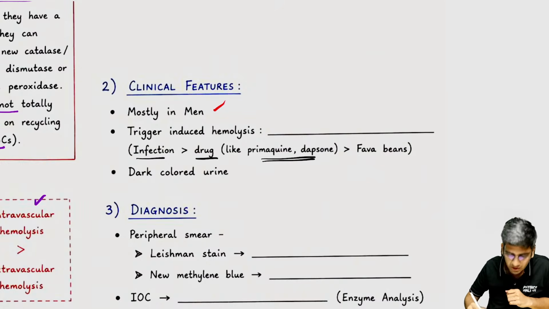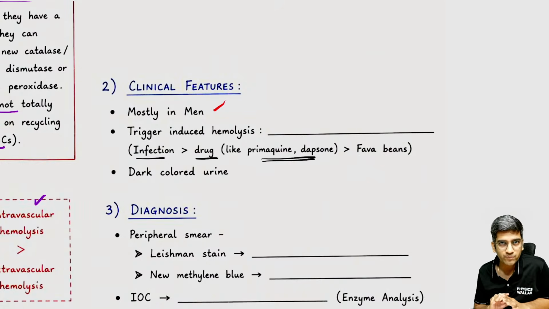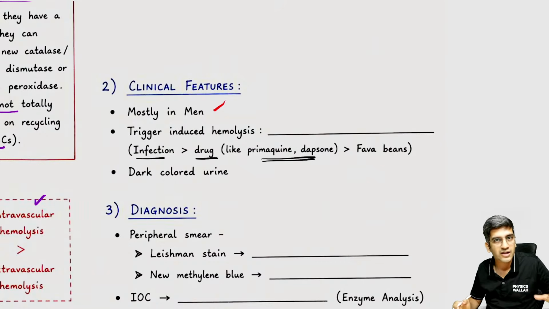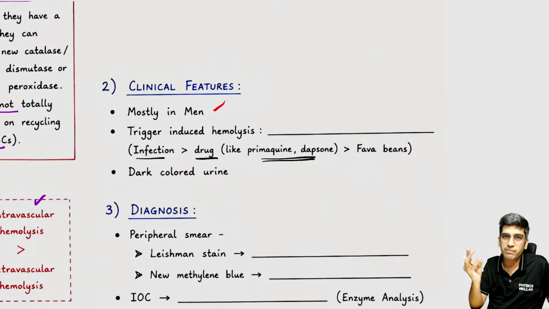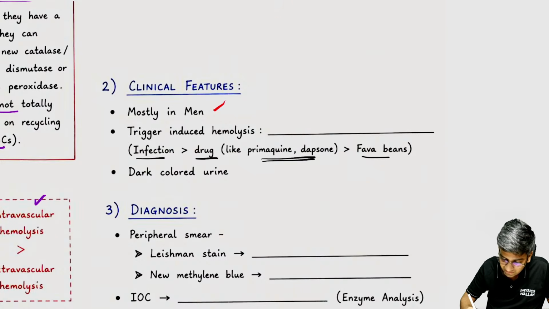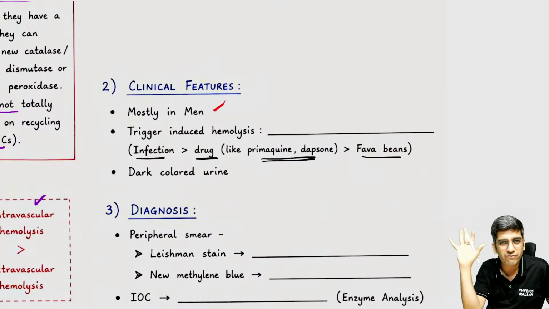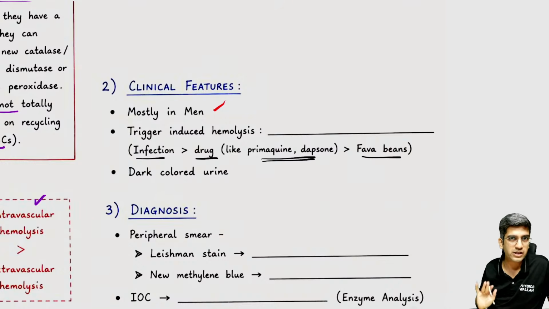These are the two important drugs I want an undergraduate to remember. The moment you open Harrison, there'll be an entire page of drugs. I cannot remember everything. At least remember Primaquine, Dapsone, right? Then fava beans. Particularly in a few parts of the world where they consume it regularly in the diet, they can have it. It's always trigger-based hemolysis.